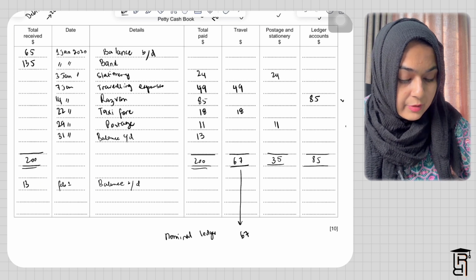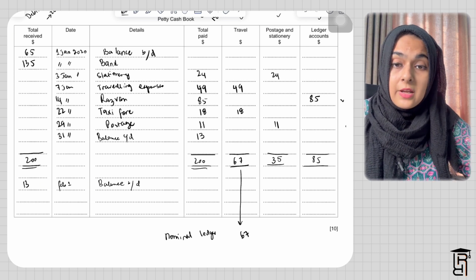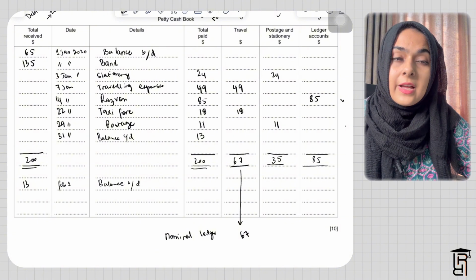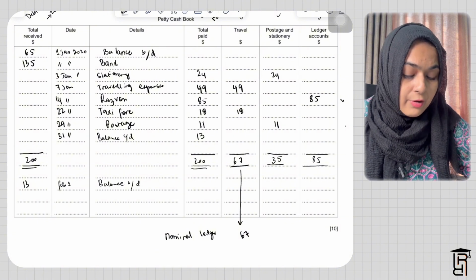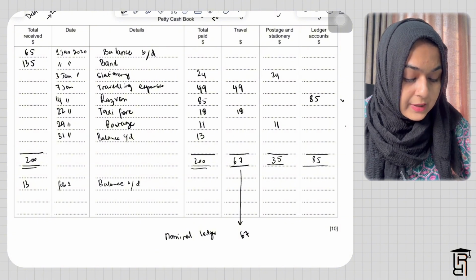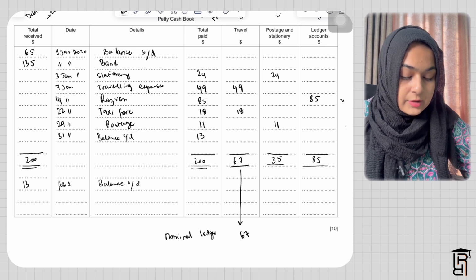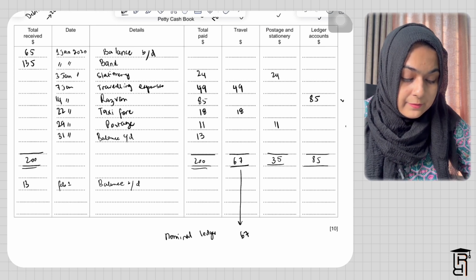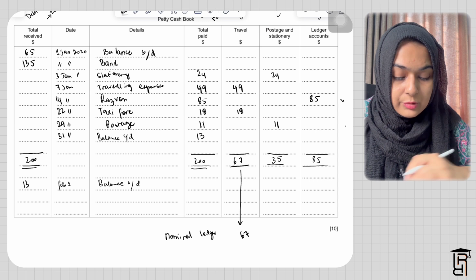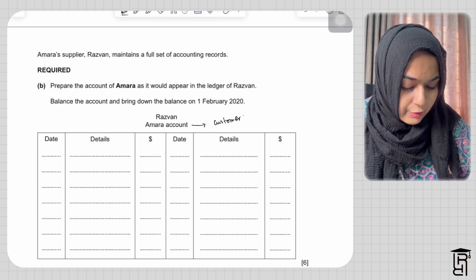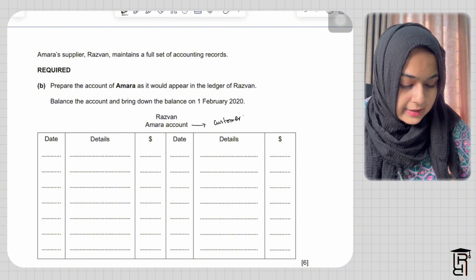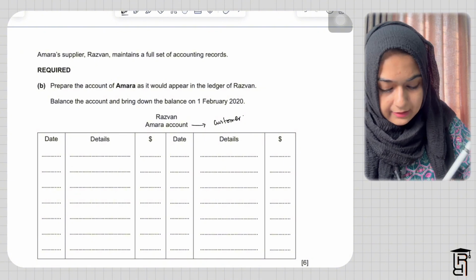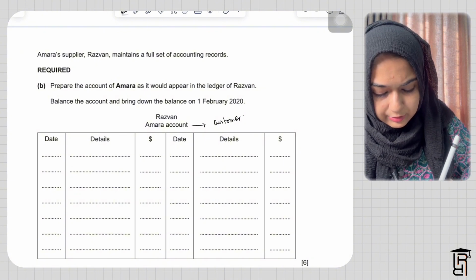Amara is purchasing from Razvan. For Amara, Razvan is a supplier. For Razvan, Amara is going to be a customer. So the account of Amara, balance brought down, will come on the debit side because she is a trade receivable. I'll write here $85 and I'll write here 1st January 2020.